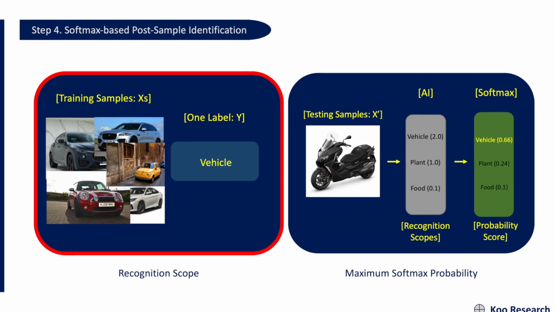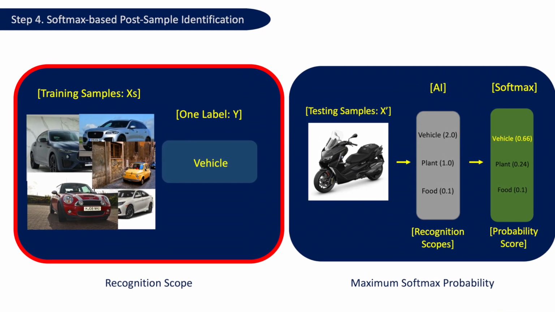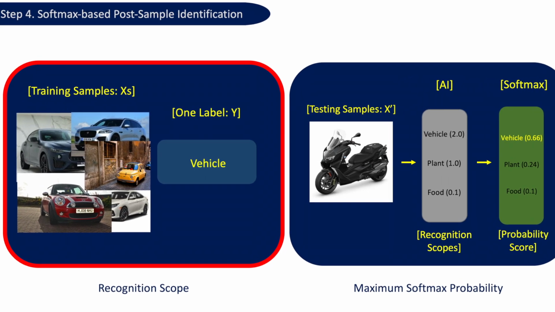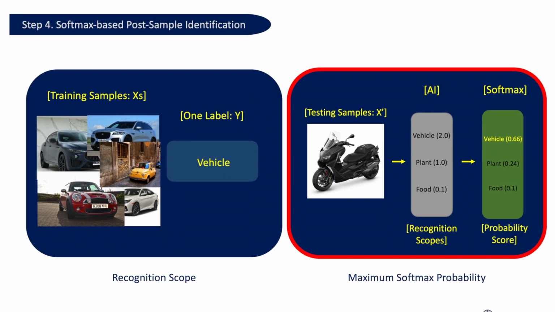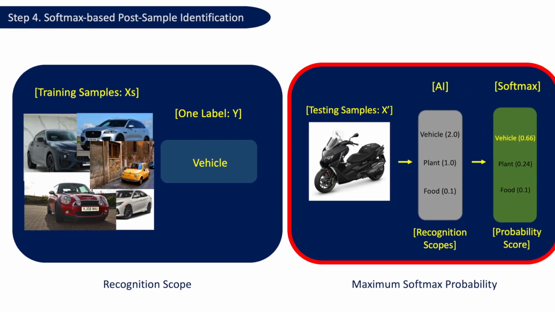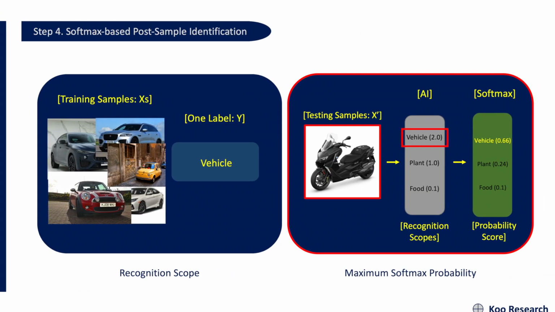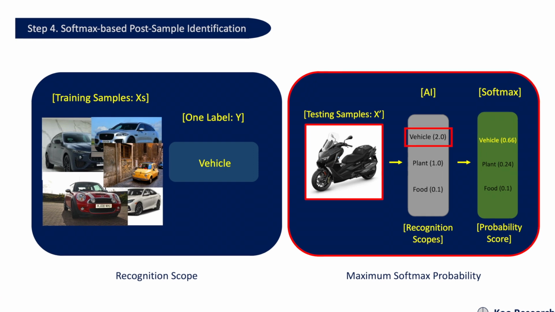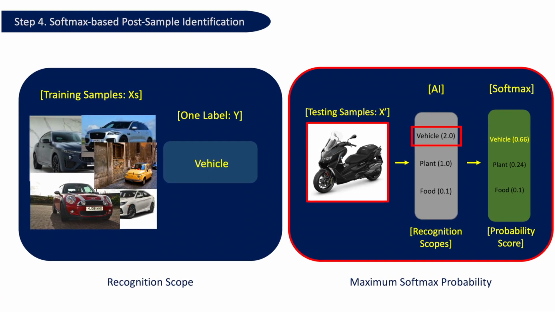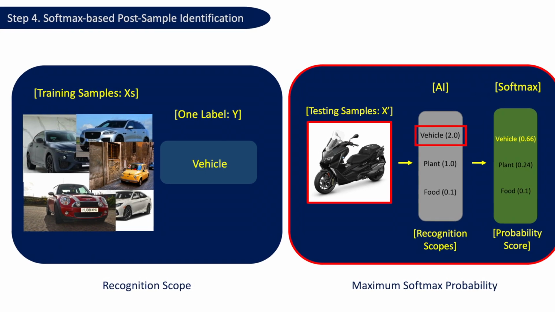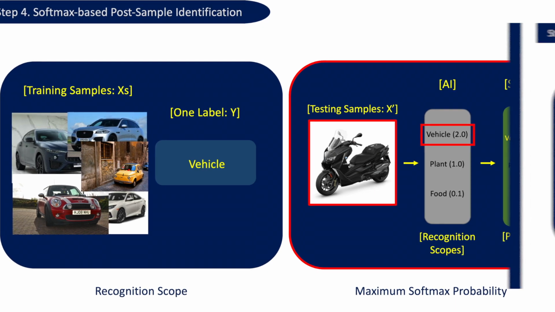Step 4. Softmax-based post-sample identification. The figure displays a recognition scope centered on vehicles. During test sample recognition, the AI evaluates different scopes quantitatively, selecting the one with the highest value. However, there may be instances where the AI misclassifies a motorcycle image as a vehicle, indicating a limitation. After the AI identifies the appropriate scope and assigns a label to a test sample, it's crucial to decide whether to accept or reject the outcome.